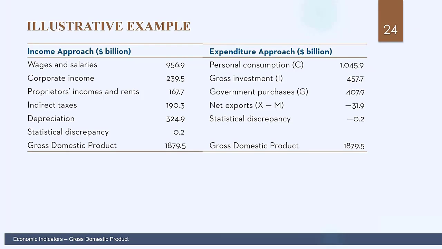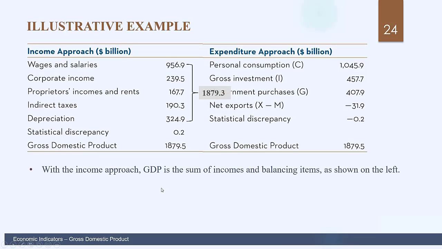Here we have data related to the income approach. So we have wages, corporate income, proprietor's income and rents, etc. For the expenditure approach, we have our 4 categories: consumption, investment, government purchases, and net exports. Now, if we were to calculate the GDP based on the income approach, we would use these figures here. We add all of these together, and we would get 1879.3.